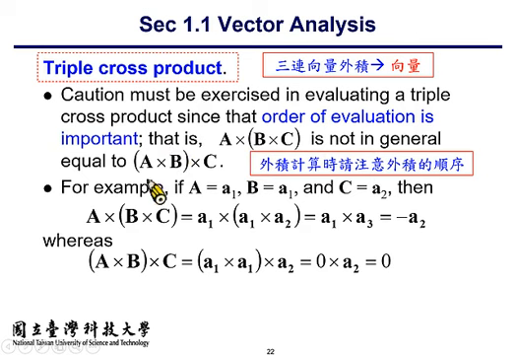All right. So, for example, if vector A is A1, B is A1 as well, and C is A2. Then if you take B cross C first, A1 cross A2 will end up with A3, then you will have A1 cross A3, and you get minus A2. On the other hand, if you do A cross B first, because the 2 vectors are the same, the cross product result is 0, and then you end up with 0 vector.